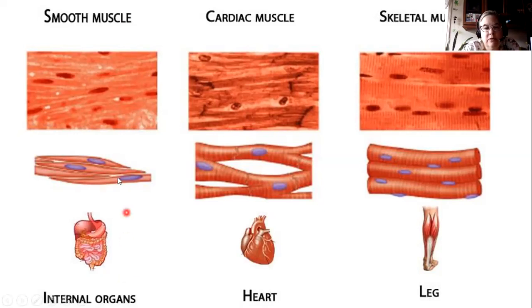When I take a look at smooth muscle, I can see that there's a single nucleus and they're kind of tapered at the end, okay?